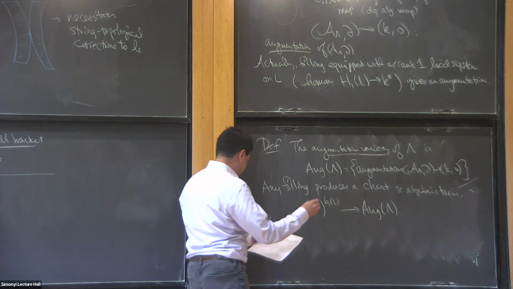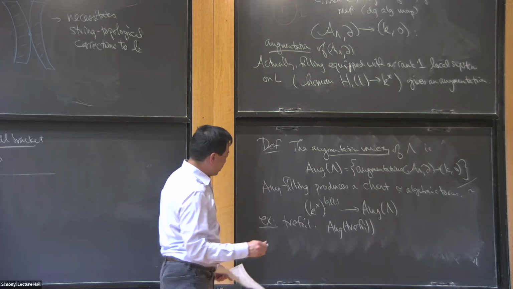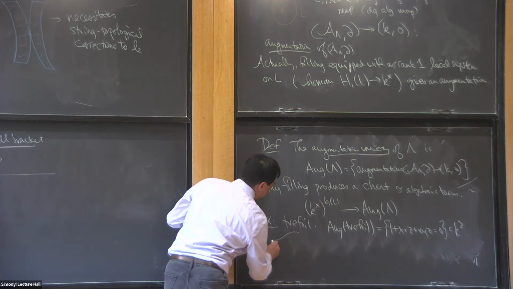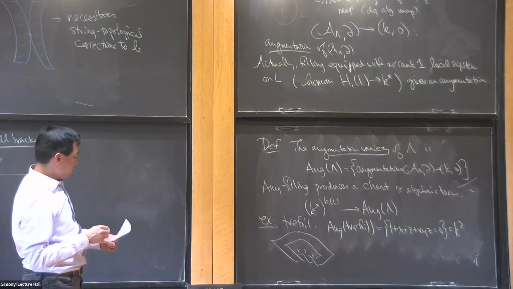Since I gave this example before of the trefoil, the augmentation variety of this sits inside of an affine three-dimensional space, and it looks like 1 plus x plus z plus xyz equals 0 sitting inside of K cubed. And for those of you who know a little bit about Legendrian contact homology, I drew the trefoil here before. The three Reeb chords are x, y, and z there. And this is the space of augmentations.